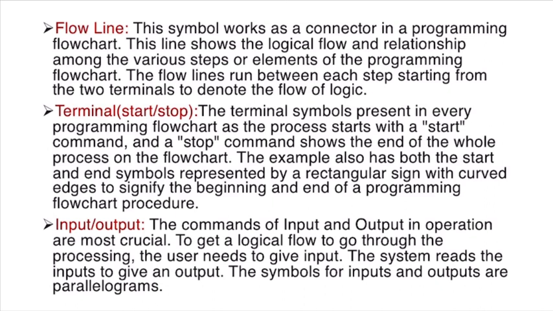First one is flow line. These symbols work as a connector in a programming flowchart. This line shows the logical flow and relationship among the various steps or elements of the programming flowchart. The flow lines run between each step, starting from the two terminals, to denote the flow of logic.